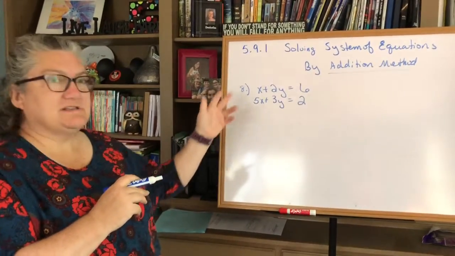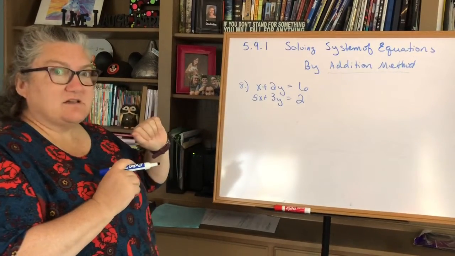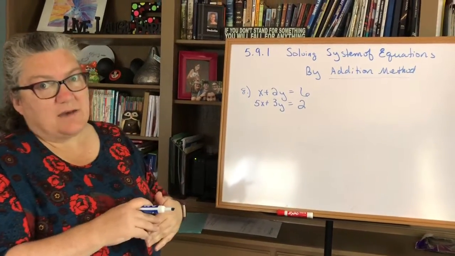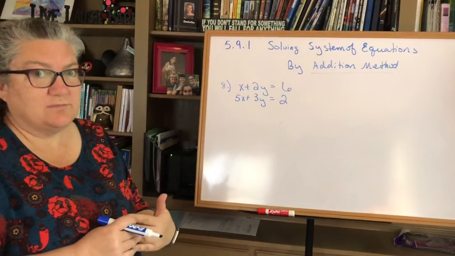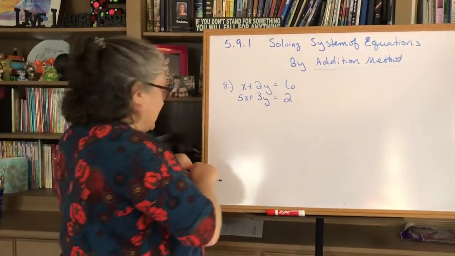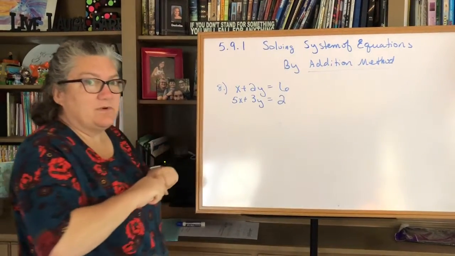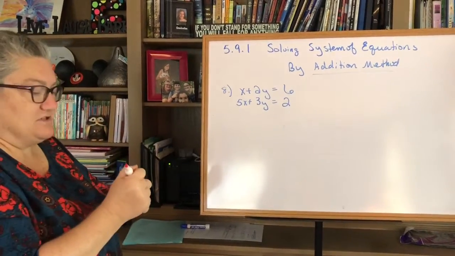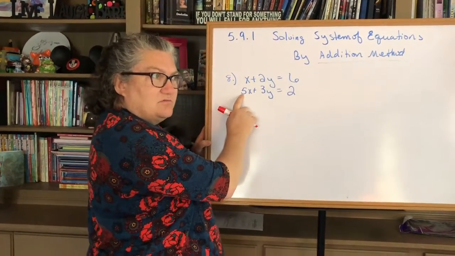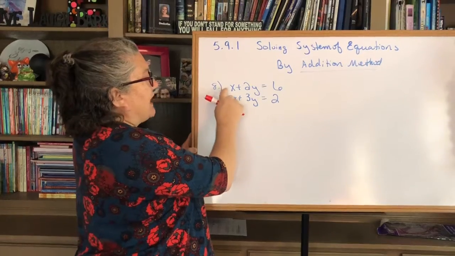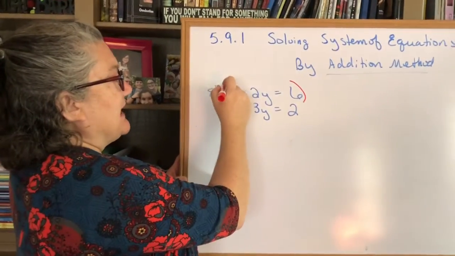I'm actually going to do this same problem twice, so that you can see making the x's opposite and then making the y's opposite, and you'd still get the same answer. It doesn't matter which of those two variables you make opposite. So the first time, I'm going to get rid of my x's. So I want to make the x's my opposite coefficients. What's the opposite of 5? It would be -5. So I'm going to multiply everything in this equation by -5.